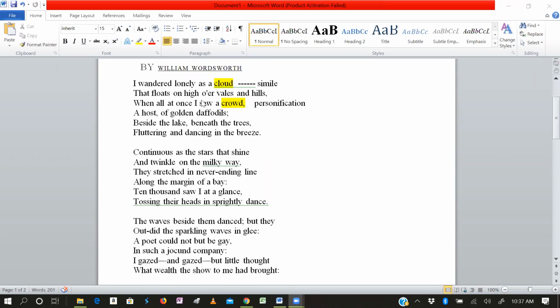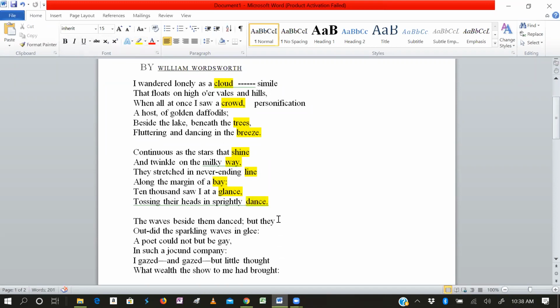Crowd, cloud, crowd, trees and breeze. Good. Trees and breeze, the same sound. This is a rhyming word. Shine and line. Way and bay. They are rhyming words. Glance and dance. Same sound. If the same sound is produced at the end of the line, then it is a rhyming word. We call them a rhyming scheme.